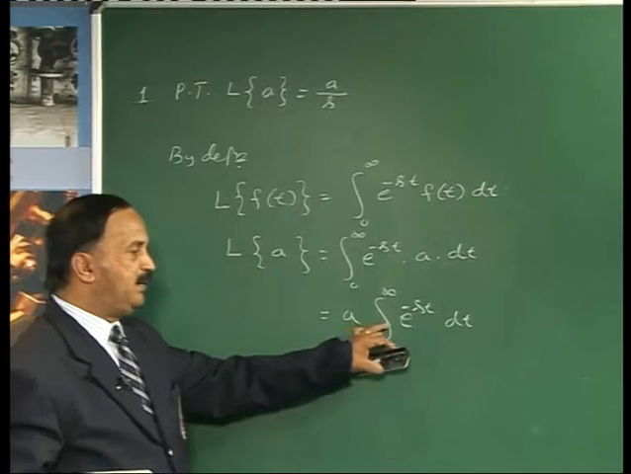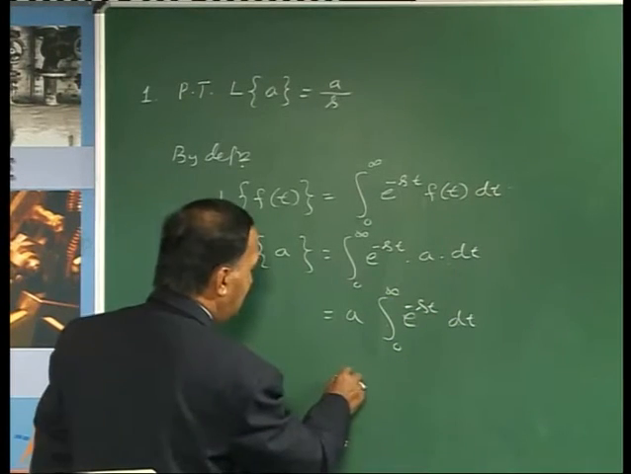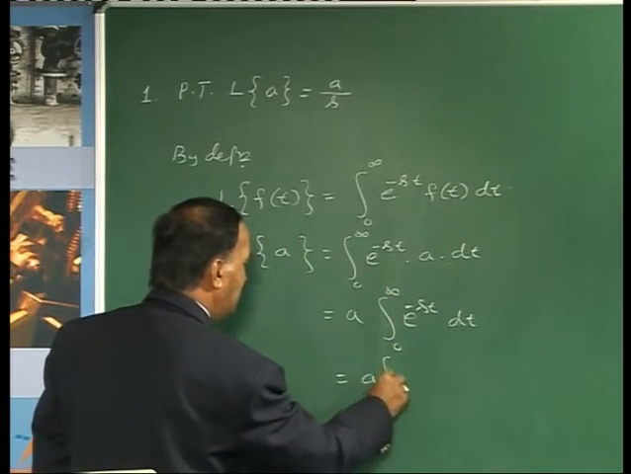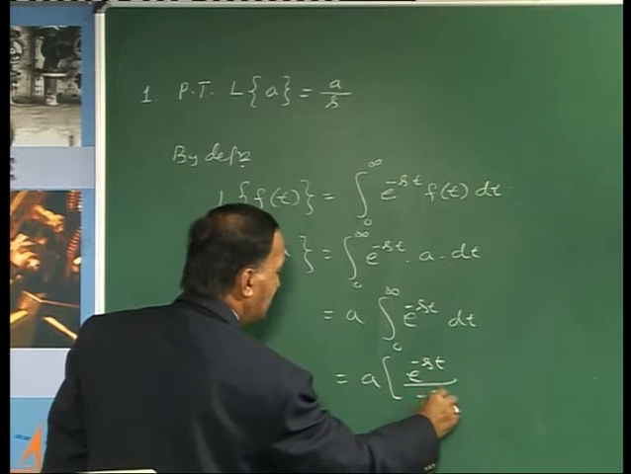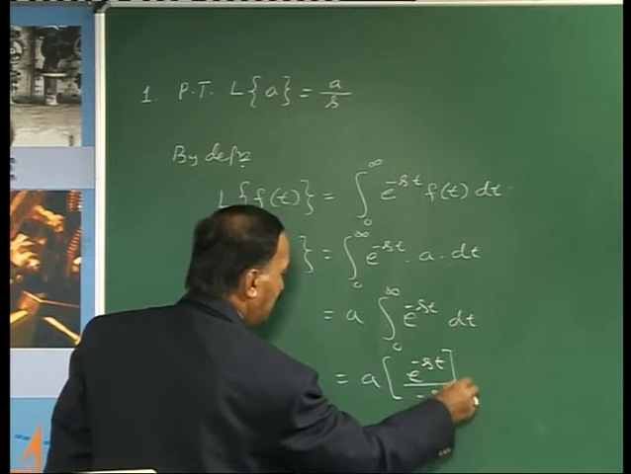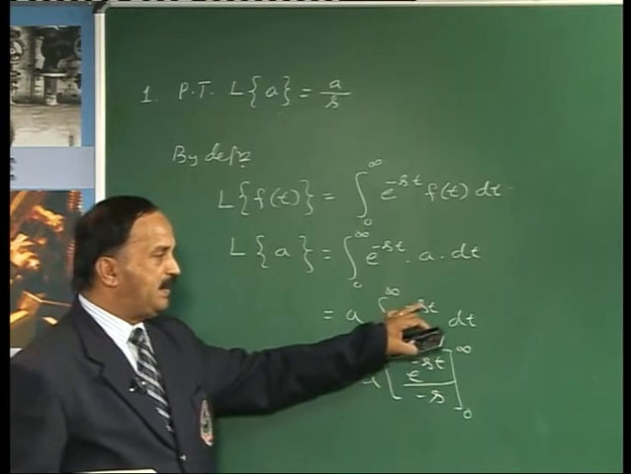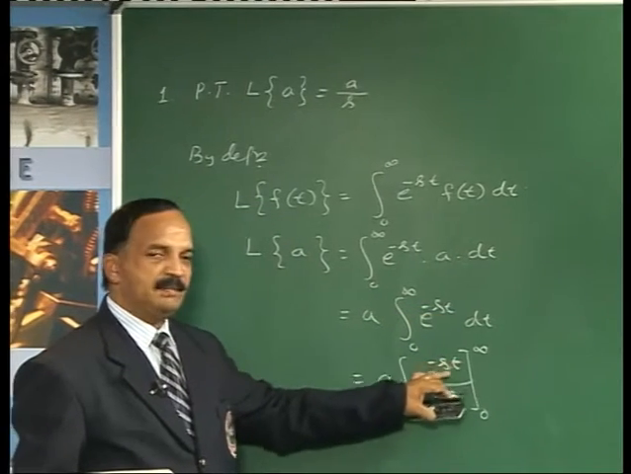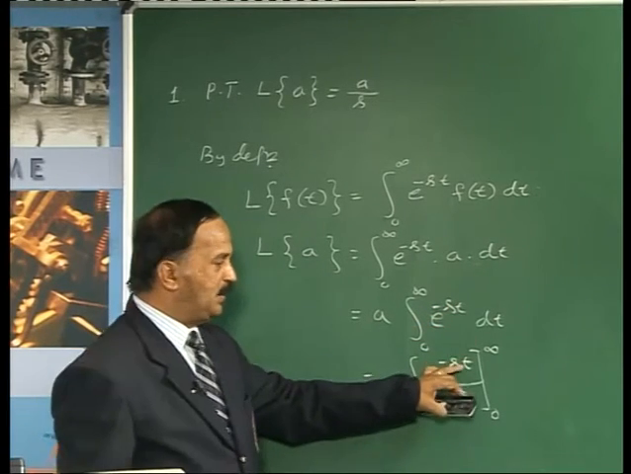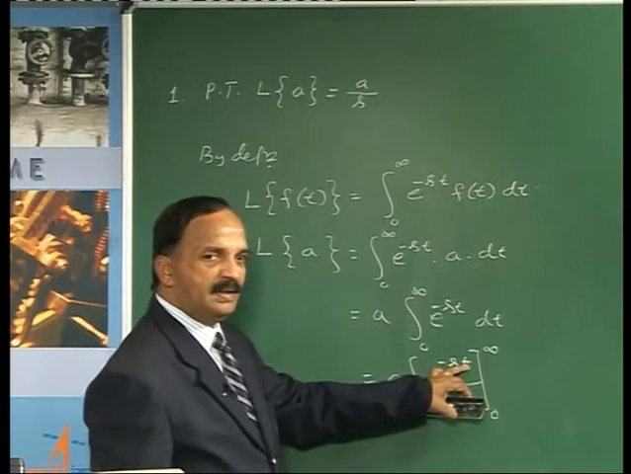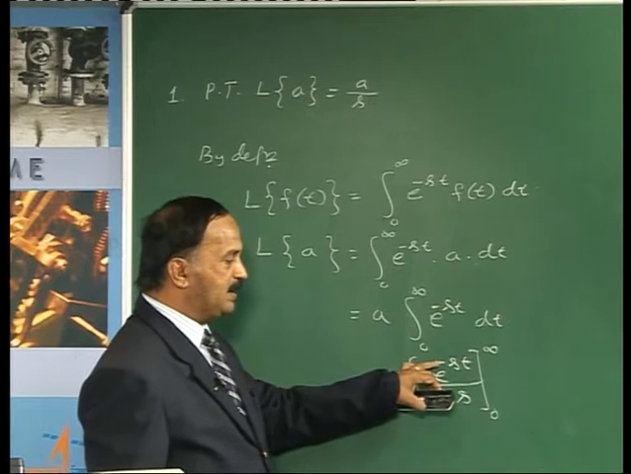We know integral of e to the power of ax dx is e to the power of ax by a, like that here. So that is equal to a into e to the power of minus st by minus s from 0 to infinity. Integral of e to the power of ax dx is e to the power of ax by a. Put a is equal to minus s. Now you put t is equal to upper limit infinity. So infinity into s is infinity with negative sign is there.